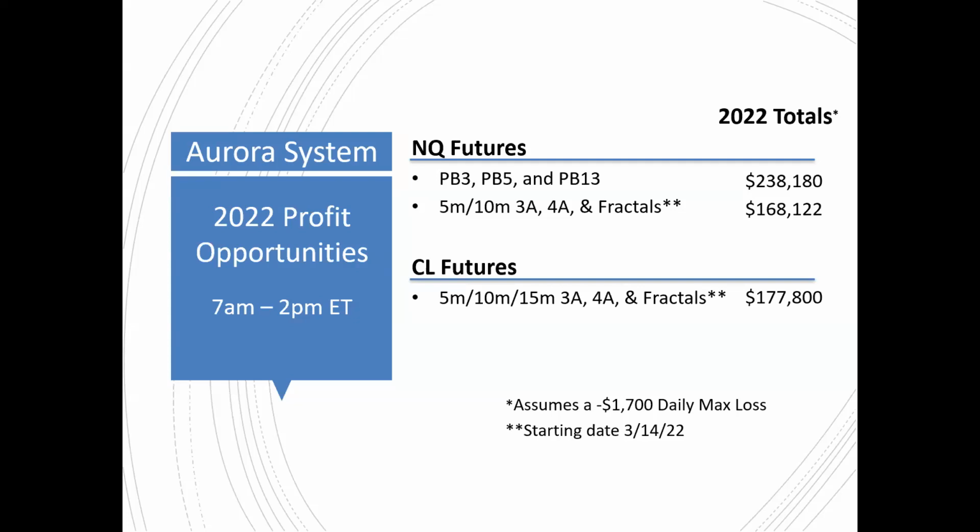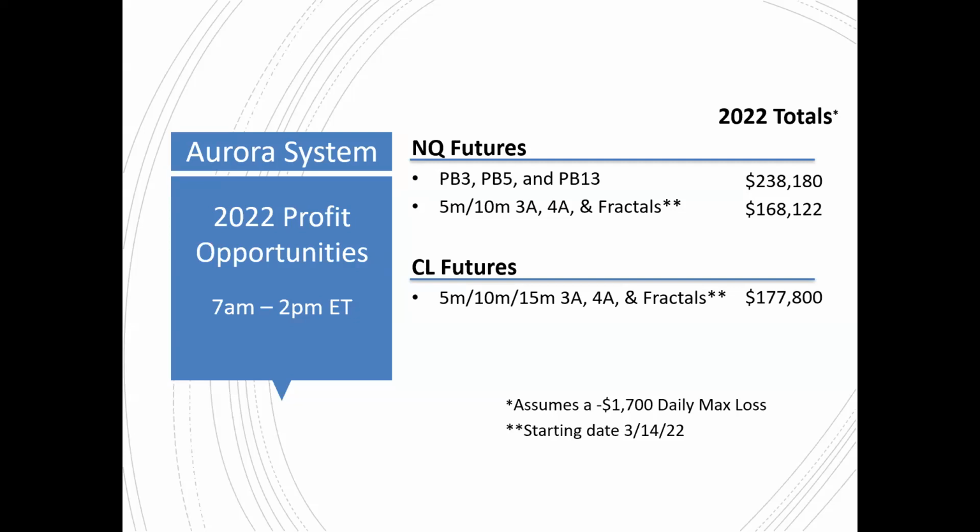And then on oil, same with the A signals, except this time we add in the 15-minute chart as well. Gained $177,000 of profit opportunities on oil, which is CL. These totals are from 7 a.m. to 2 p.m. Eastern Time.